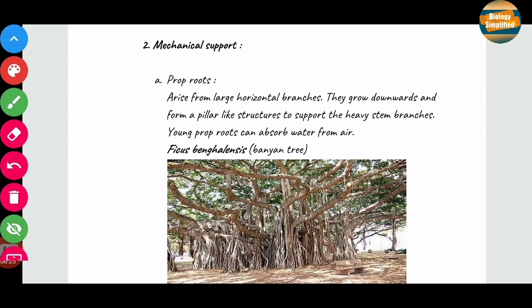Number one is the prop roots. They arise from large horizontal branches, grow downwards and form pillar-like structures to support the heavy stem branches. Here you can see in this picture, these roots are growing downwards from the branches. These roots basically perform the function of supporting the plant. Young prop roots can absorb water from air. So in this case, the roots absorb water from the air itself. Example is Ficus bengalensis, that is the banyan tree.